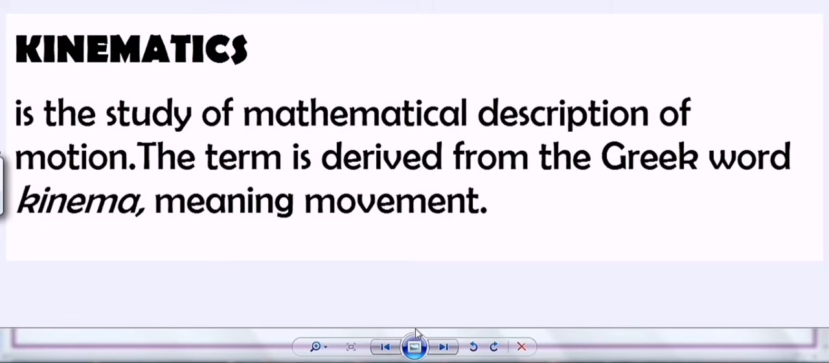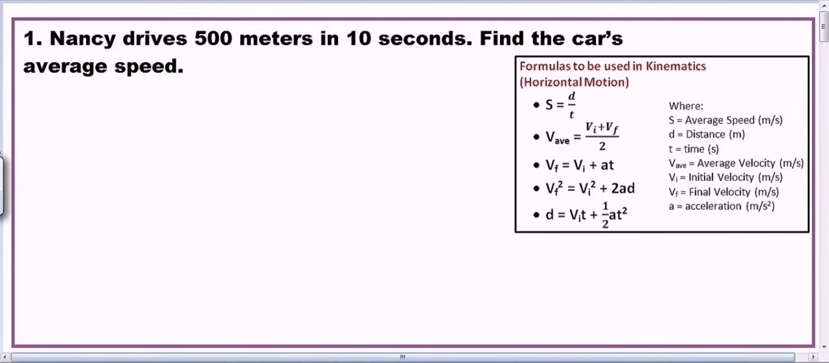So lahat ng bagay na involving motion, so that is under the study of kinematics. So the term is derived from the Greek word kinema, which means movement. So ang focus ng video na to ay horizontal motion. So yung mga bagay na gumagalaw in horizontal direction. Okay? So most commonly, ang mga problem dito ay yung mga car, kasi yung mga car gumagalaw siya ng horizontal manner. Okay? So let us look at the different formulas that we have to use under horizontal motion, under kinematics.